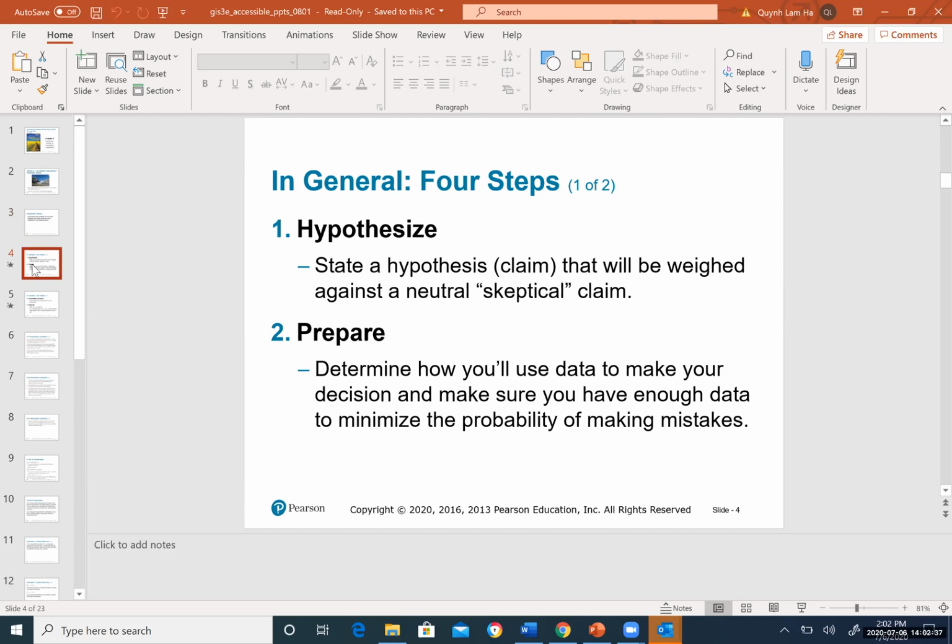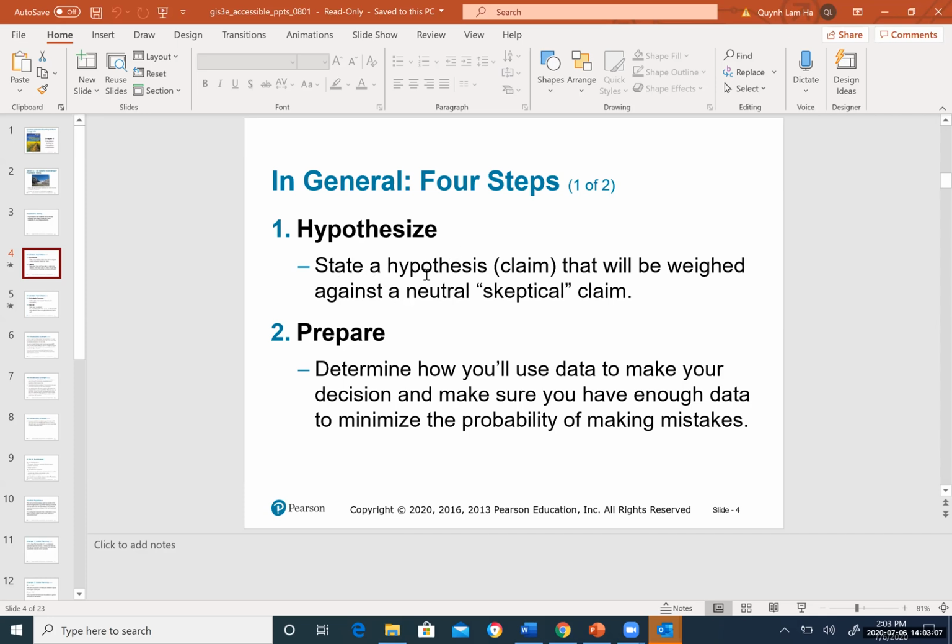So in general, for hypothesis testing, you have 4 steps. Step 1, hypothesize. In this step, you need to state the hypothesis or your claim. The claim from the question or in the middle of the story. So that will be weighed against a neutral, skeptical claim. You will understand this if I jump to a later example, then I will analyze this for you.